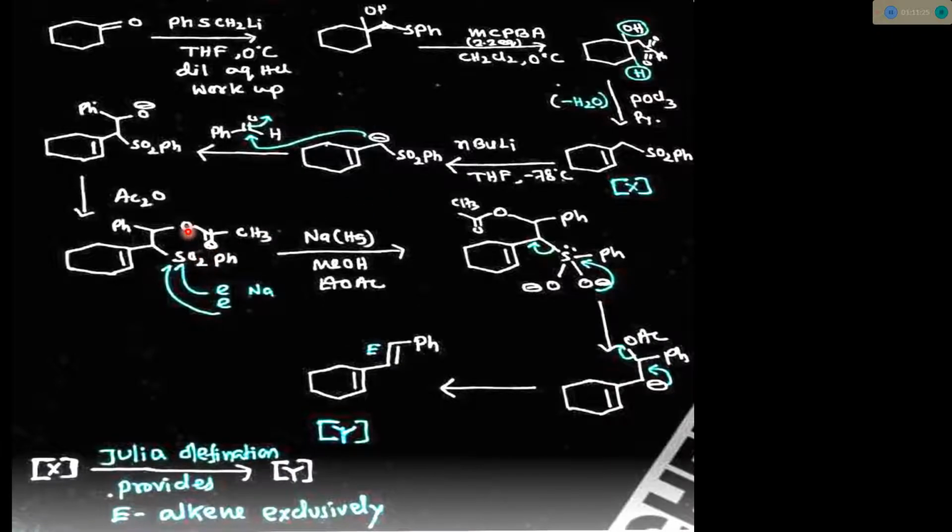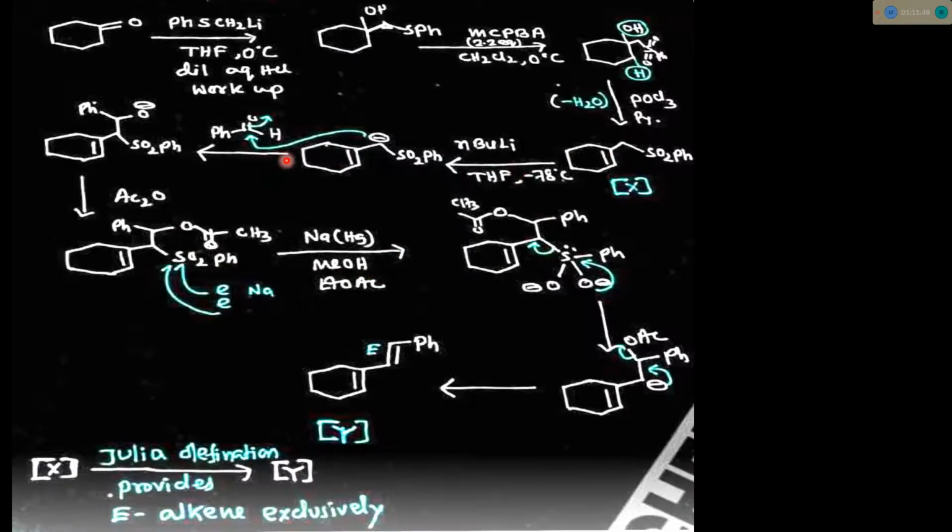So they can give any product. They can give a product like that, and when treated with sodium amalgam, then directly in this way we will get the olefin, the trans olefin. So this is the whole Julia olefination reaction from X to Y.